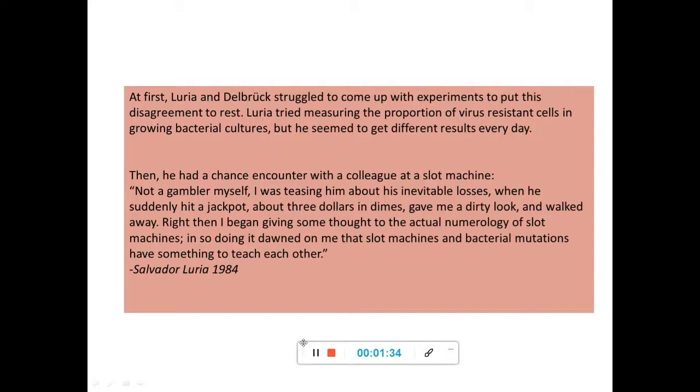That is, one day when he was making fun of one of his colleagues at the slot machine, that person was always losing at the slot machine. But suddenly he hit a jackpot. So that incident gave Luria the thought that something random might happen in the bacteria, just similar to the slot machine. And that was an intuition that led him to think further.